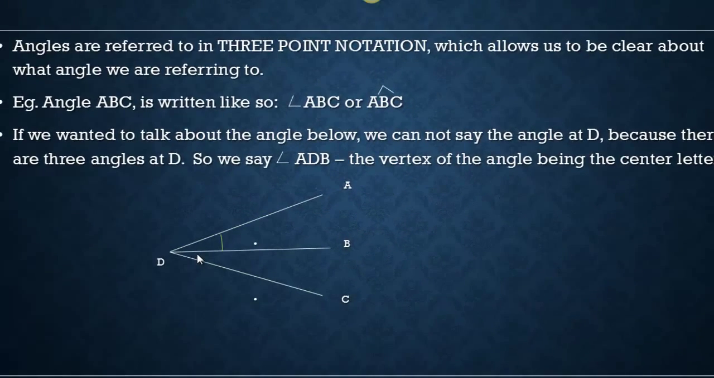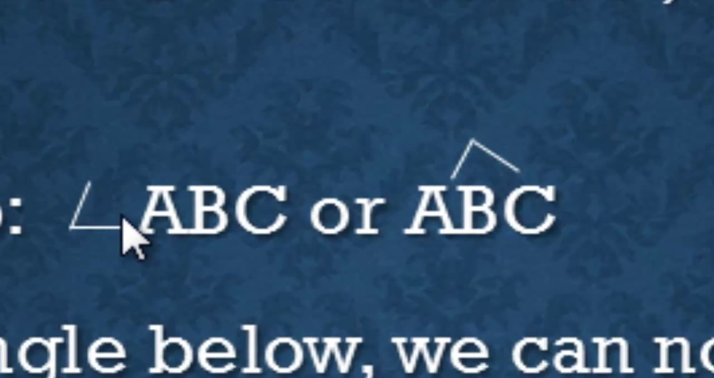When we talk about angles in what we call three-point notation, which allows us to be very clear about what angle we're referring to, we write angles like this: angle ABC, or angle ABC up above here.